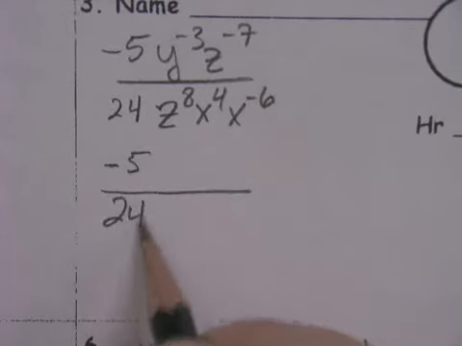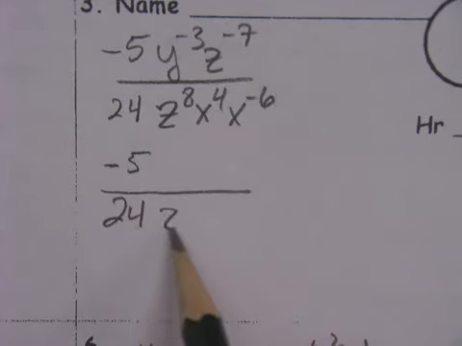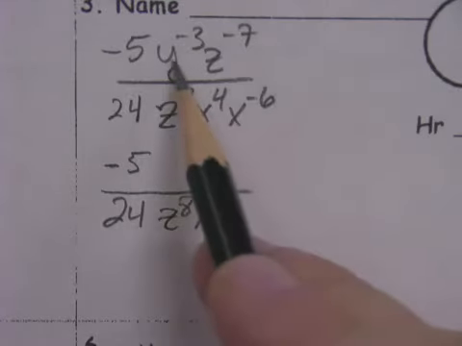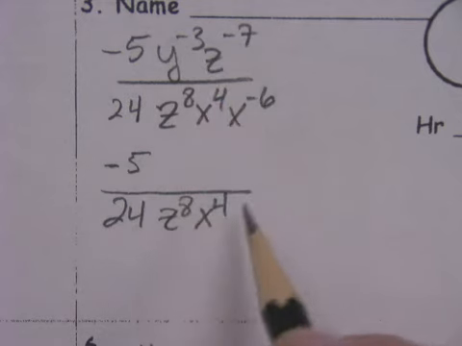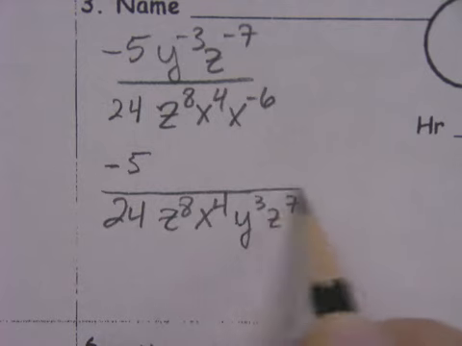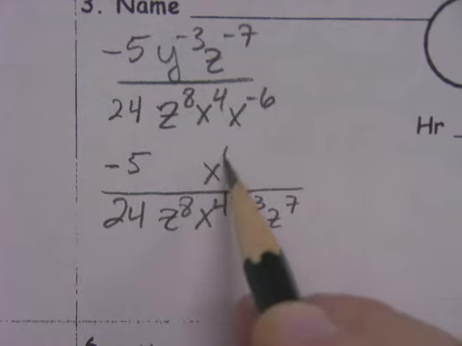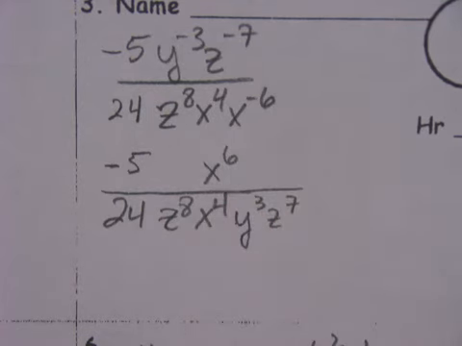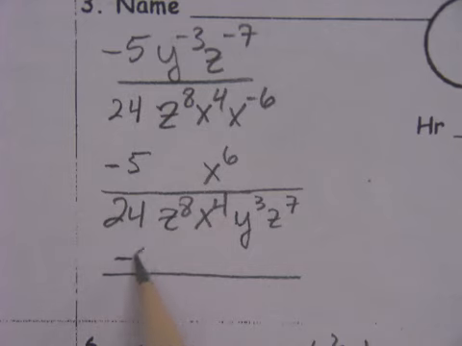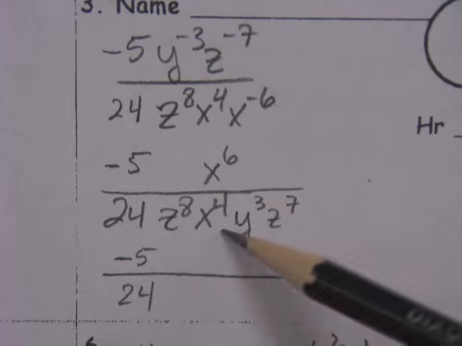So there's the 5 and 24. I'm just going to rewrite all the positive ones because those aren't going to move. All right, now I'm going to take these two and move them downstairs. So y cubed, z to the 7th, move this x to the negative 6th upstairs. Make sure when you switch levels, you change the signs. Okay, now let's think about this. There's nothing I can reduce on the negative 5 and 24, so I'm going to go ahead and rewrite those.